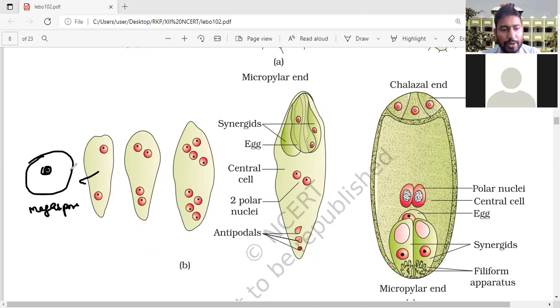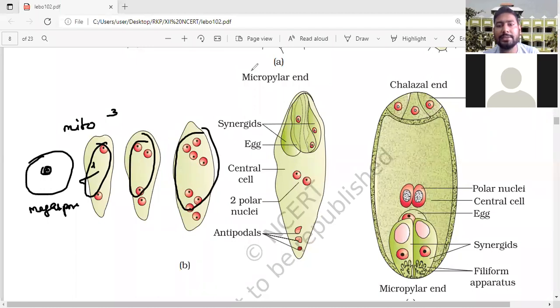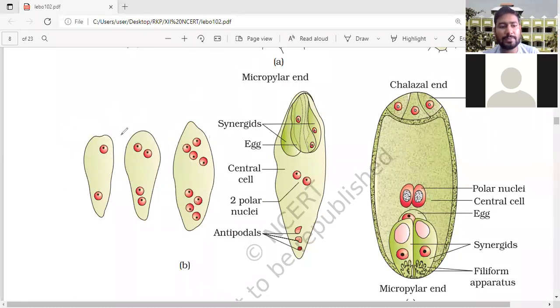Now the megaspore enters into mitotic division. How many times? Three times. The first time it forms two, the second time four, and the third time eight. Suppose this is the single megaspore, and it undergoes the first mitosis.